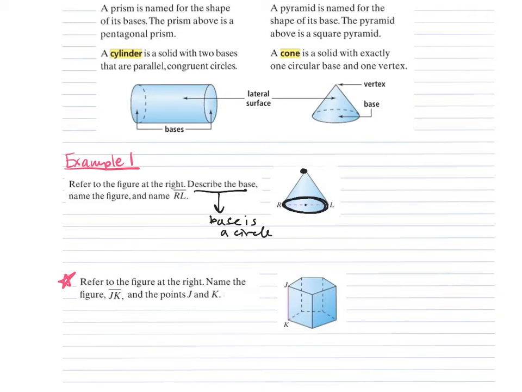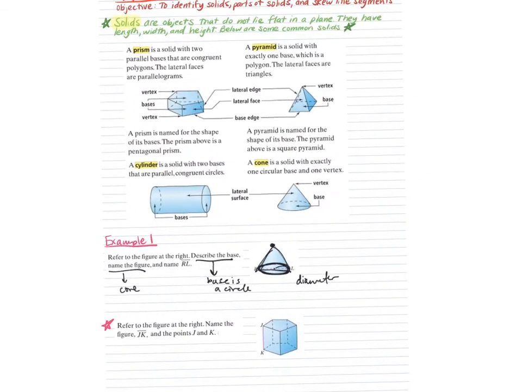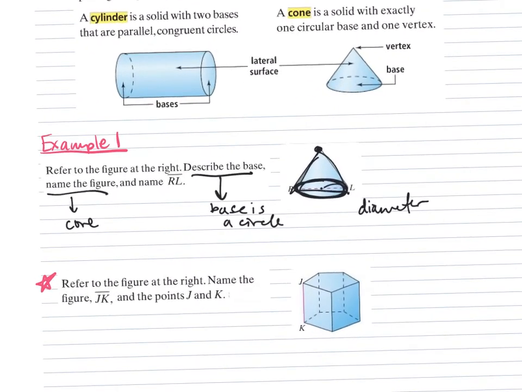And then it comes to a point. So it's going to be a pyramid, but in this case, since it's a circle, a circular pyramid is just going to be a cone. So this is a cone. And then RL is the diameter of the base. And then what do they want us to do with that? Diameter of the base? Yeah, that's just the diameter of the base.